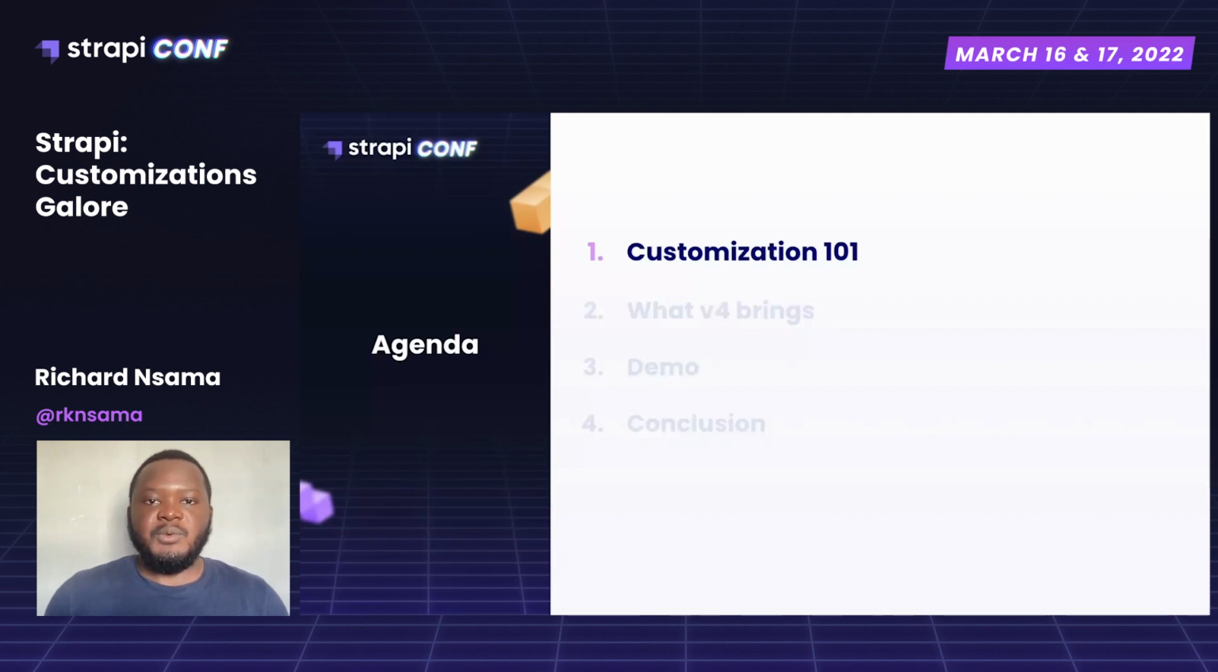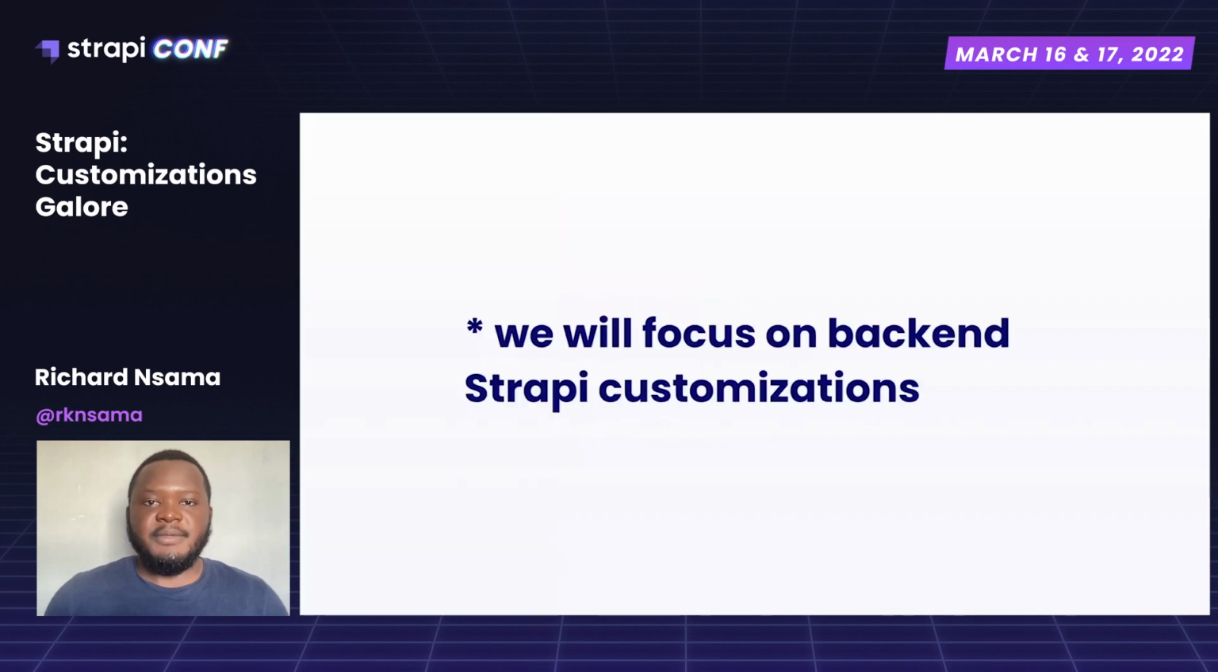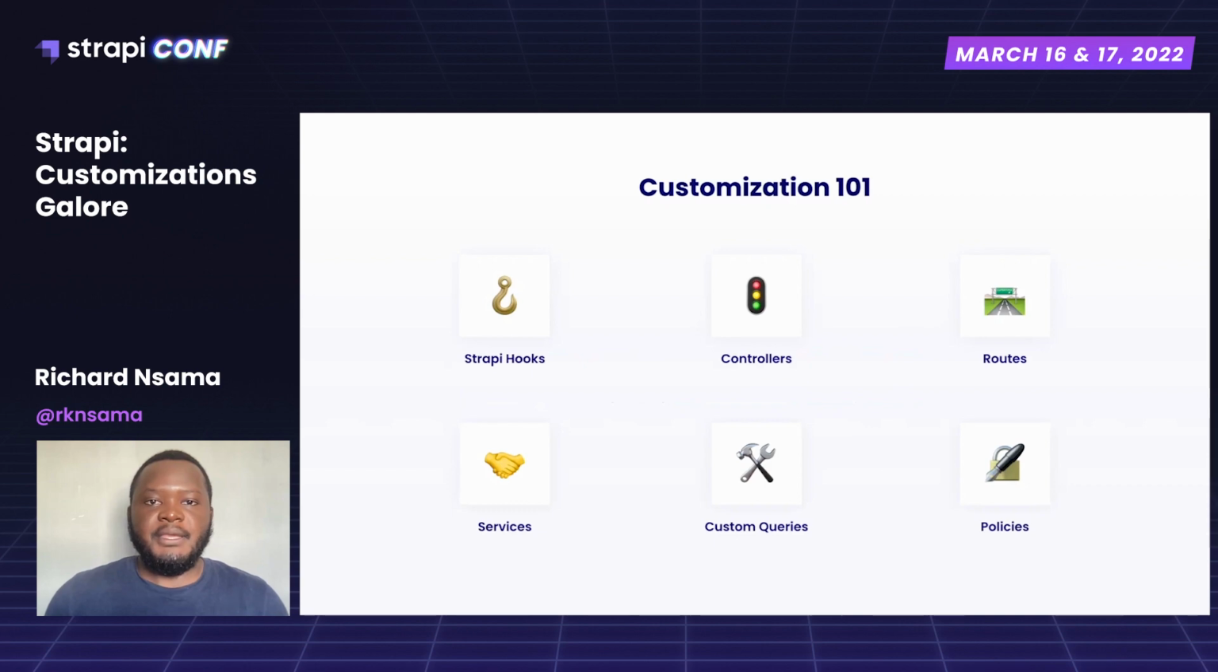Strapi provides you with many ways to customize your application. In this talk, we're going to focus mainly on backend customizations. There's a few ways you can customize the backend of your application. Here's six of them. Strapi provides you with facilities such as hooks, controllers, routes, services, custom queries, and policies.